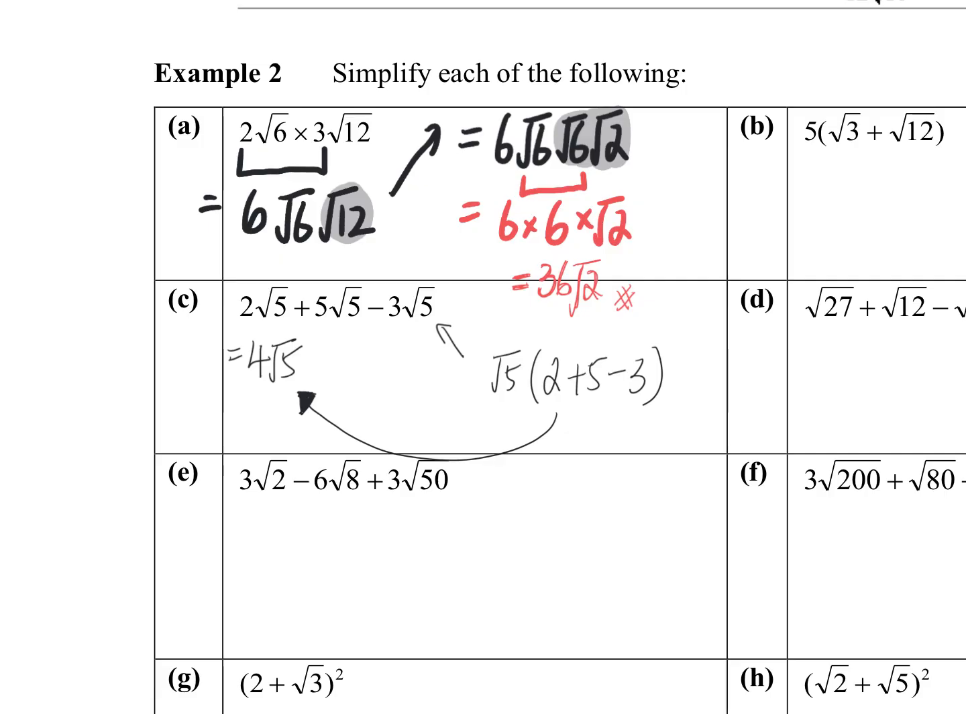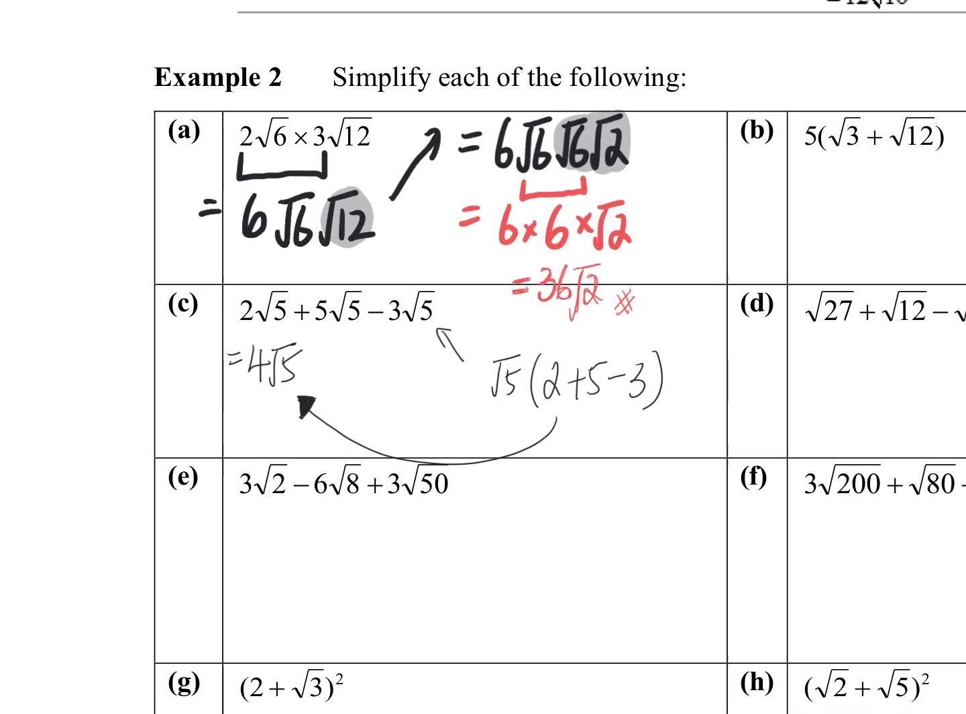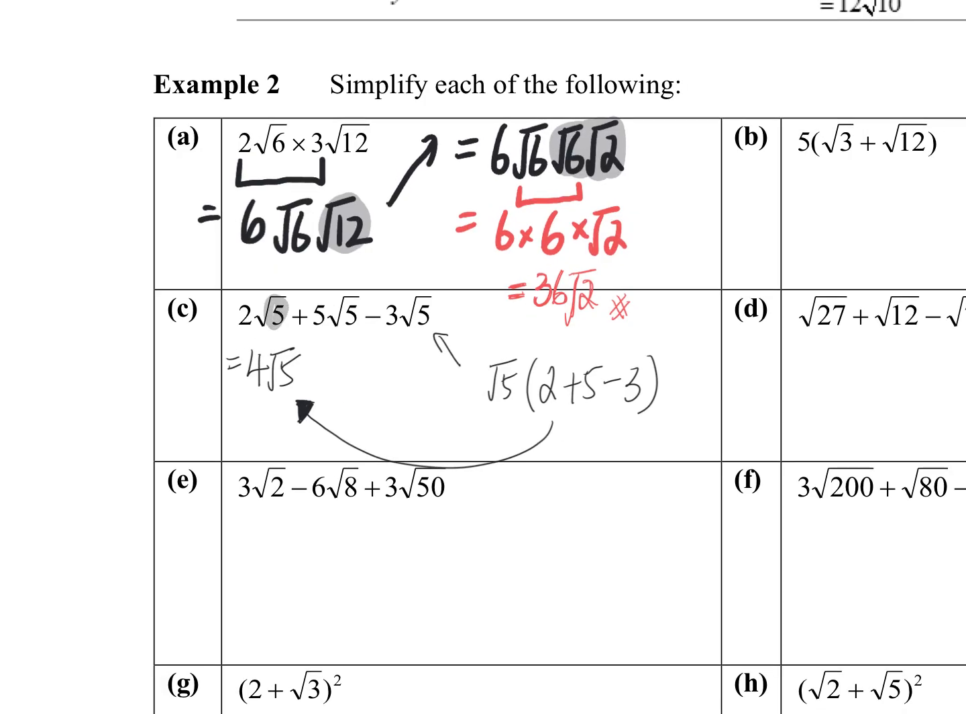Okay, this one. Next one. If you look at 2, 8, and 50, what is the simplest root number they can break down to? This one? You just pretend that all these are x. So it's like 2x plus 5x minus 3x. Then put back the x as root 5.